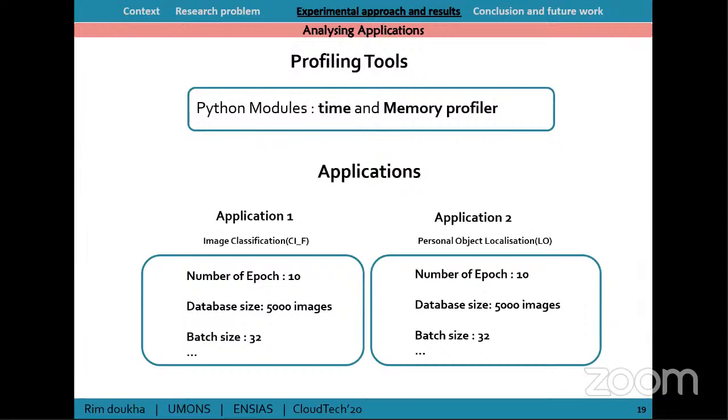that analyzes the memory consumption line by line for Python programs, and it also helps to identify the high and the low intensive parts of the program. As a use case of this study, we use image classification for fire detection and personal object localization using deep learning models. These applications are developed using Python as programming language, OpenCV as computer vision library, TensorFlow and Keras as deep learning frameworks, and we set the number of epochs to 10, database images to 500, and so on.